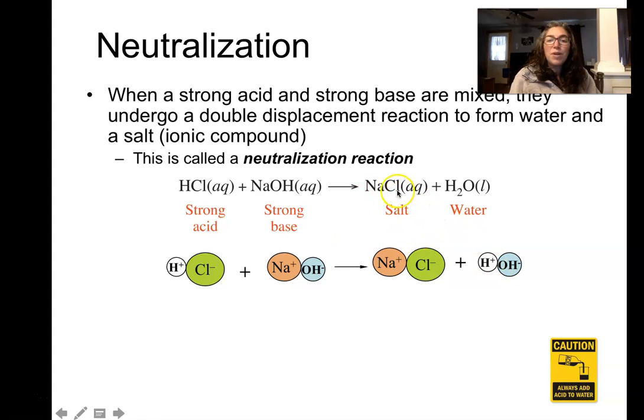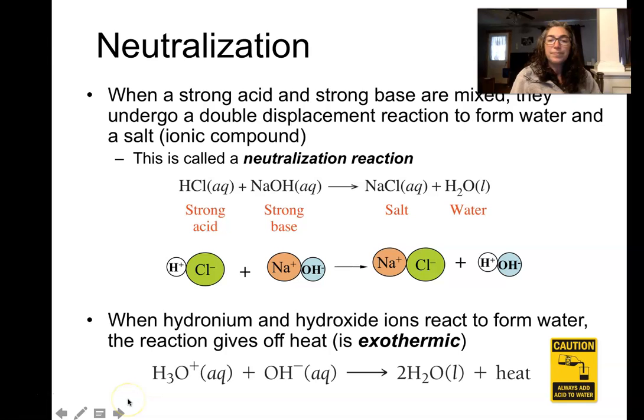So when we say that it forms a salt and water, remember salt in chemistry is any ionic compound. Now, literally in our kitchen, salt is sodium chloride. And sodium chloride is certainly a very commonly used example of a salt in chemistry, but just remember that salt does not necessarily mean sodium chloride. A salt is any ionic compound.